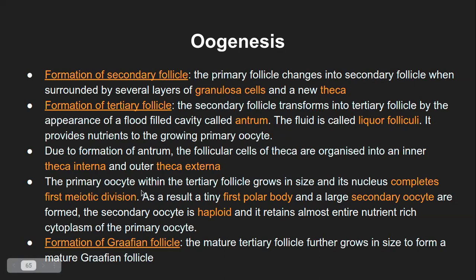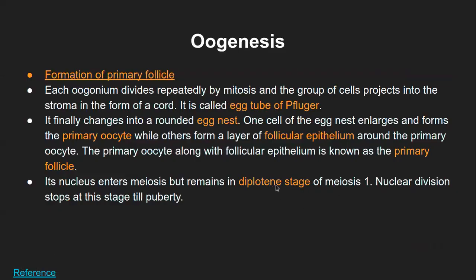So the primary oocyte within the tertiary follicle grows in size. At this stage, its nucleus completes its first meiotic division. That will happen at puberty. When the girl child has reached puberty, the first meiotic division will happen. Until then it will be stuck at the diplotene stage.